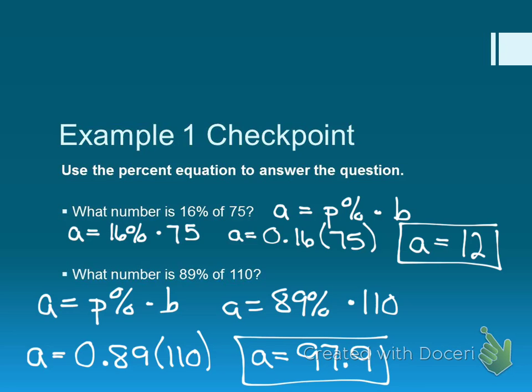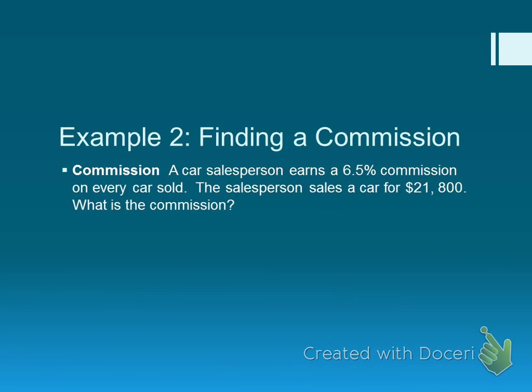Okay, good. Now, just like with the proportion problems, sometimes it's solved for A, sometimes solved for B, sometimes solved for P. I'm going to do the same thing with the percent equation. In example 2, I'm just solving for a different part of the percent equation. So I'm still going to start with A equals P percent times B. And now let's read the example.